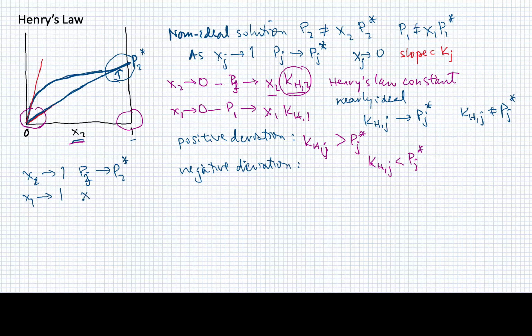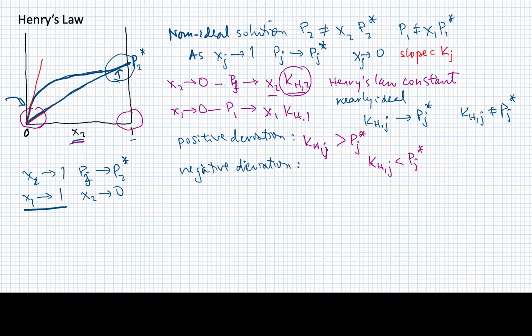So we're talking about the limit of x2 going to 0, because I want to focus on this part of this graph. So this will be my condition in this case. But let's see what the Gibbs-Duhem equation has to say about this particular variation.